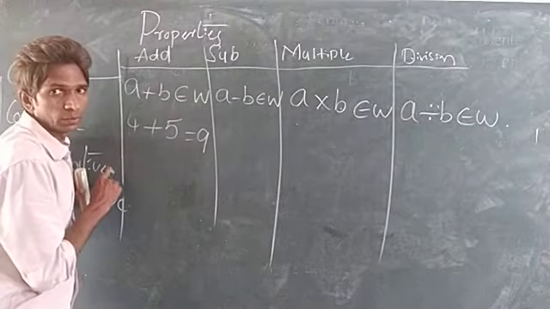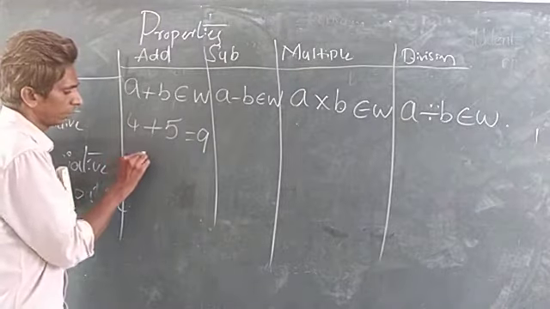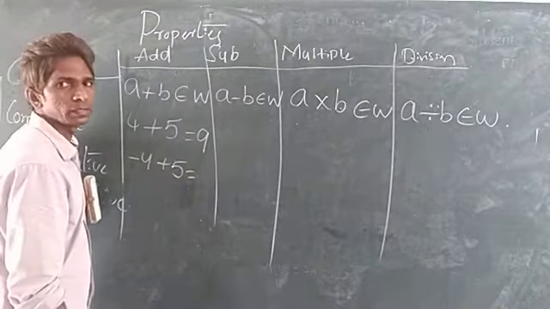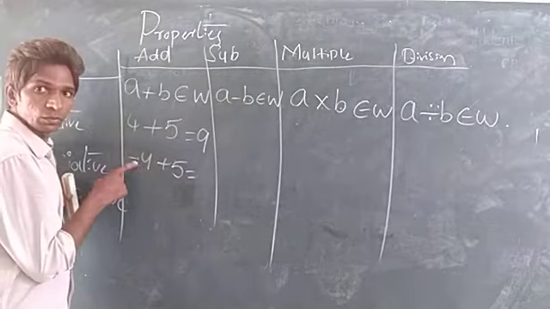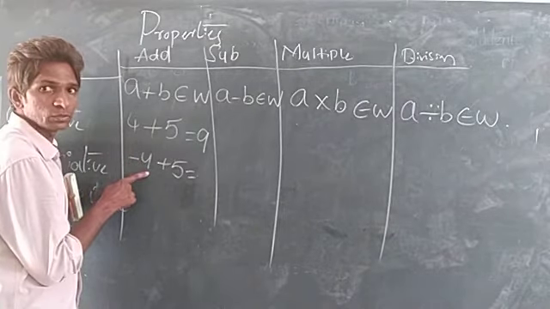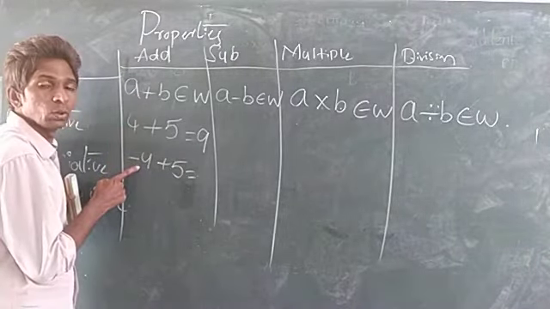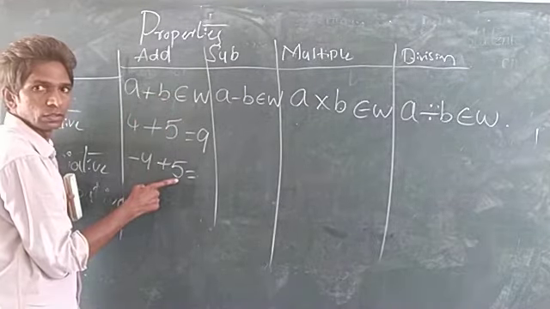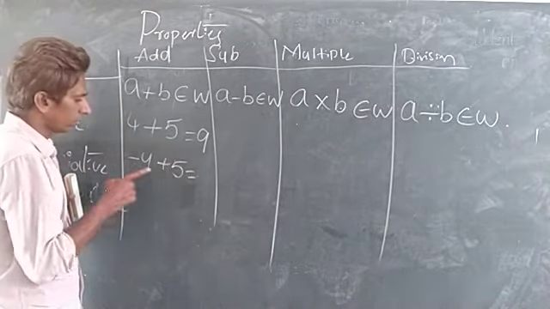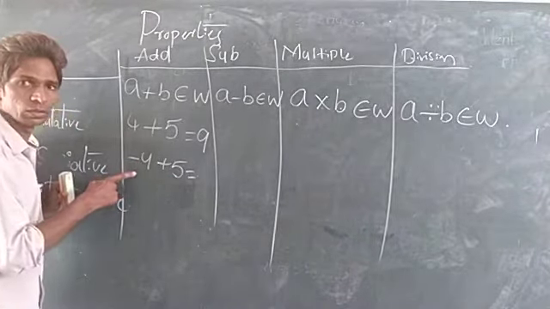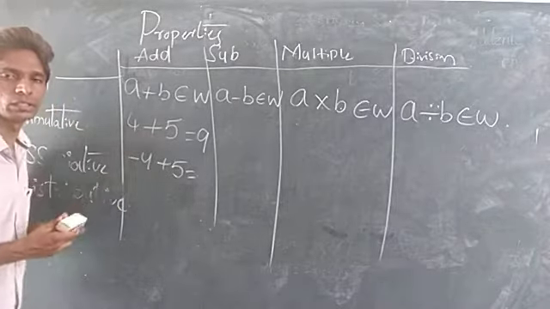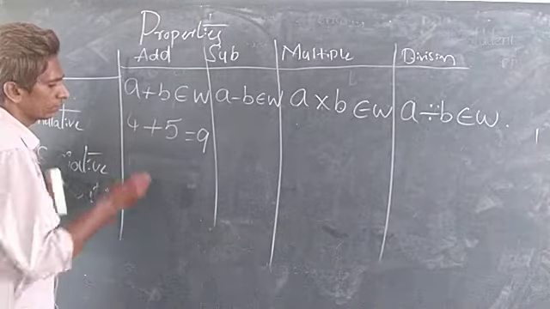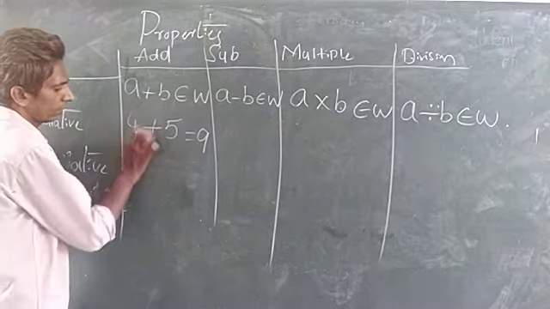Let us take another example. Minus 4 plus 5. Don't take minus 4, because A value should be a whole number and B value should be a whole number. Is minus 4 a whole number? No, it is not a whole number. Only positive numbers are whole numbers. So I am taking another number.